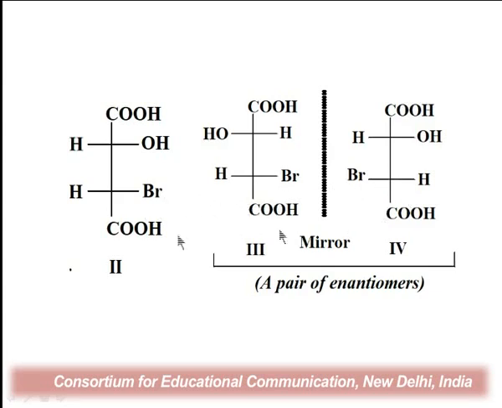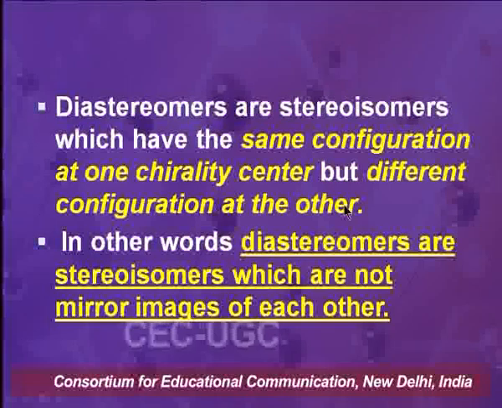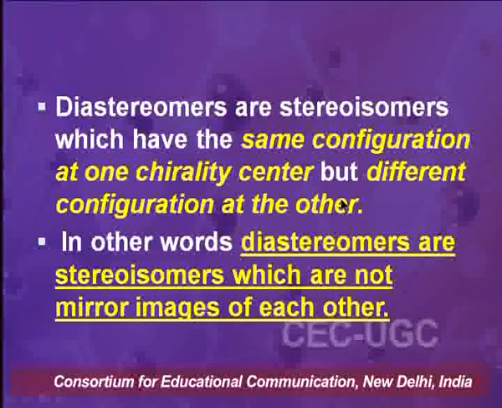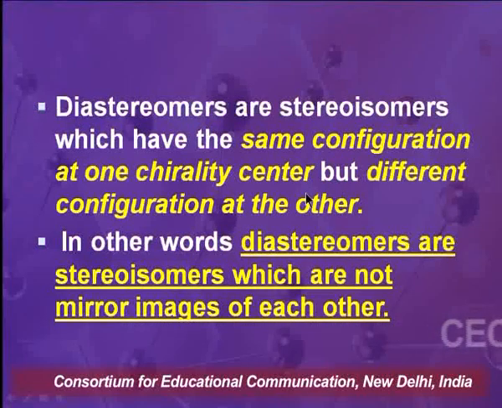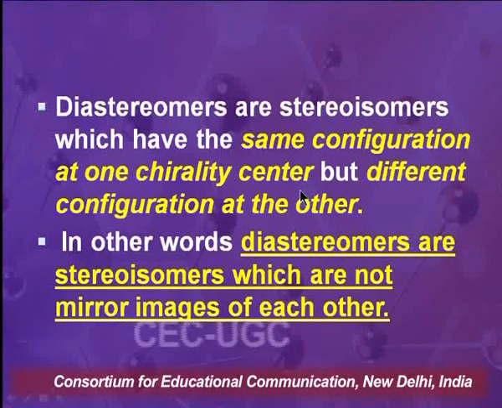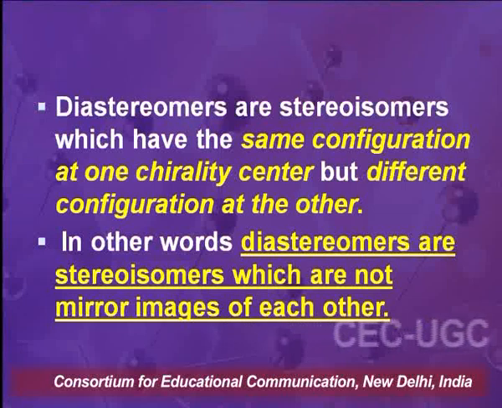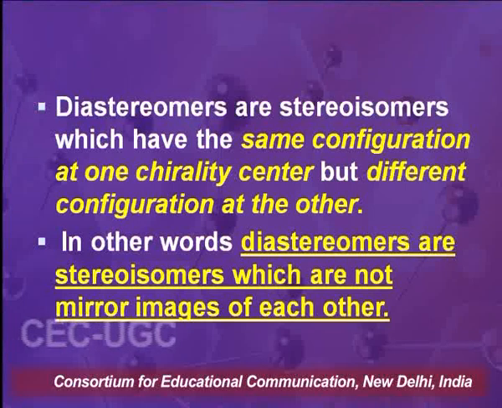So these are 2 and 3 and 2 and 4. Similarly, 1 and 3 and 1 and 4 are a pair of diastereomers, whereas 3 and 4 are enantiomers. So what do we conclude from here? That diastereomers are stereoisomers which have the same configuration at one chirality center but different configuration at the other.